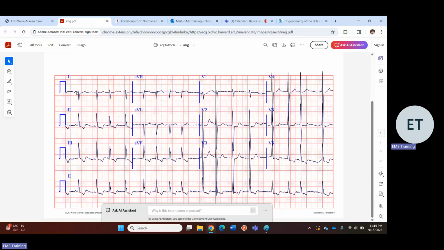Okay, so going back to our rules. P waves, I don't know. That might be a P wave, but I don't think so. Is this regular or irregular? That's a pretty basic thing to do. I forgot to mention that. This looks irregular.